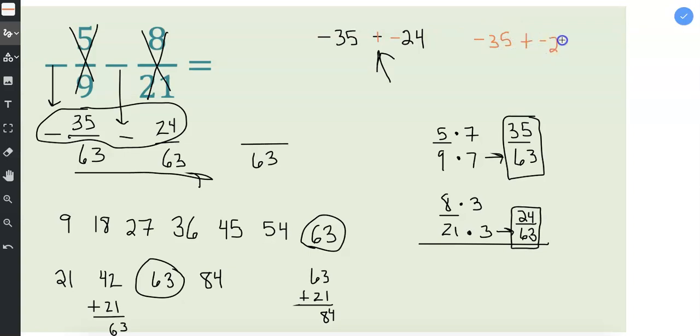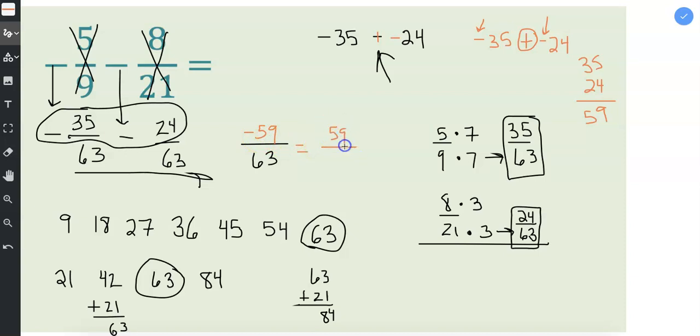Now that I have an addition sign in between, I can apply my addition rules. Signs are the same, you add. Signs are different, you subtract. Well, in this case, they're both negative numbers, so signs are the same, and I'm going to add 35 and 24. 5 and 4 gives me 9, 3 and 2 gives me 5, and a negative 35 plus a negative 24 gives me negative 59.